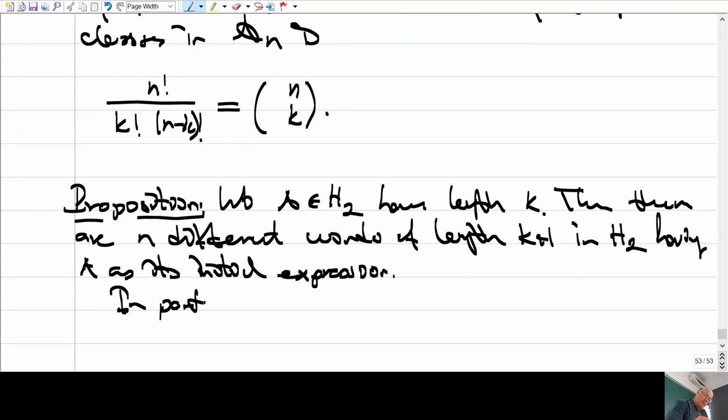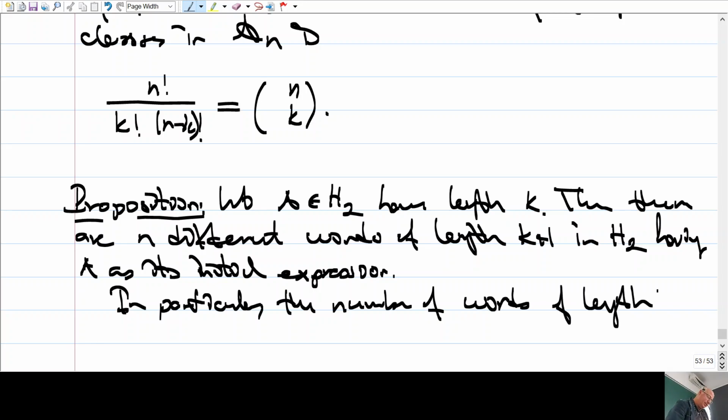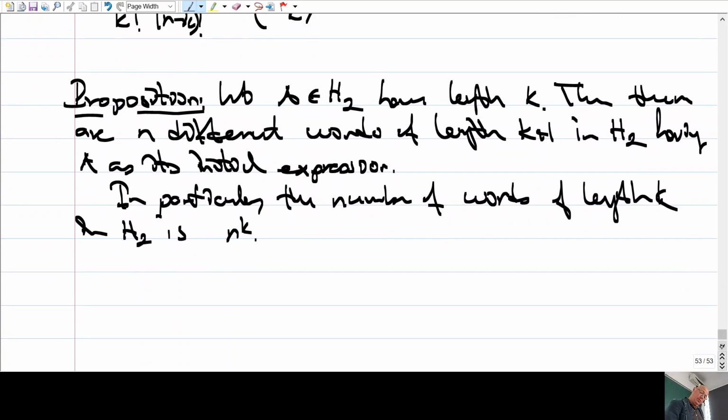In particular, the number of words of length K in H2 is what? It is just n to the power K, because you can put each time any letter from the alphabet, and the alphabet has n elements. So for each slot you have n choices, and you have K slots, so you have n times n times n, n to the power K choices. Is a proof needed for this? This is, I guess, clear, right? You don't need to write down a proof.